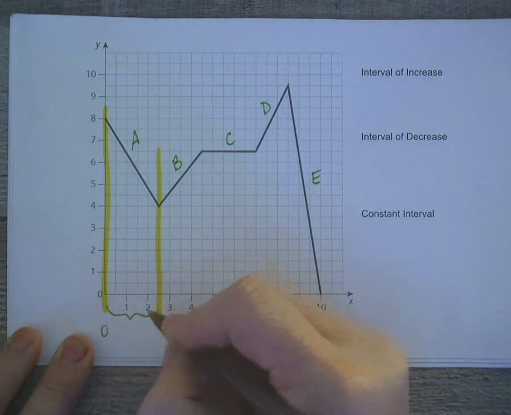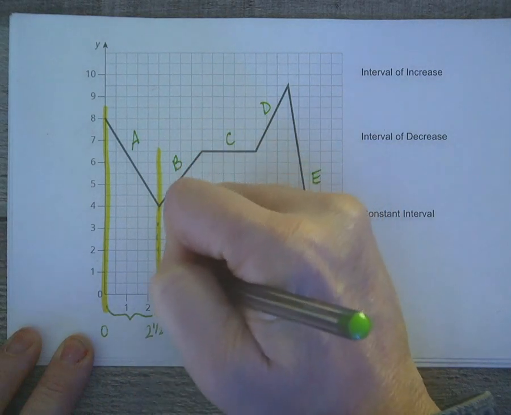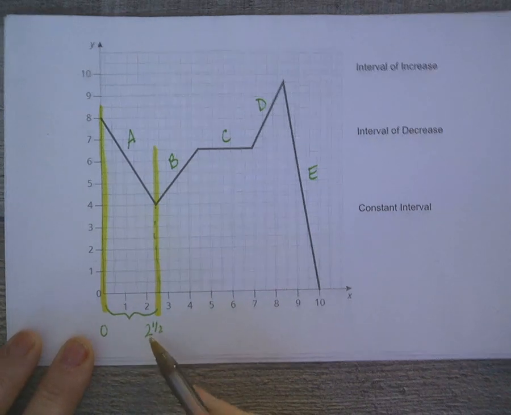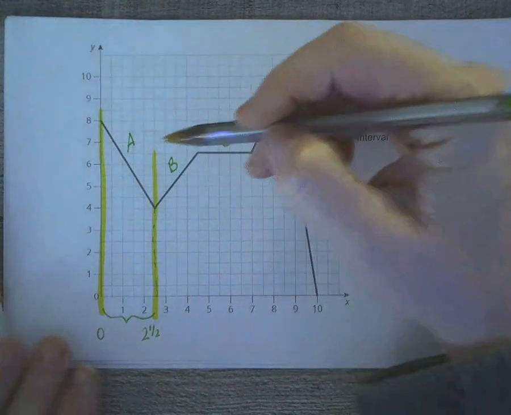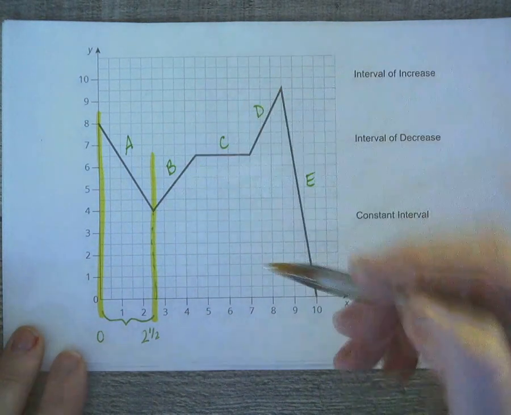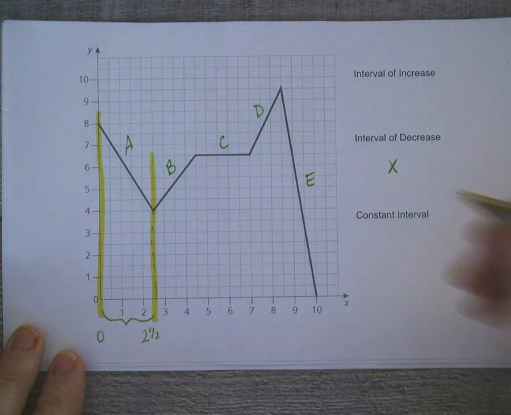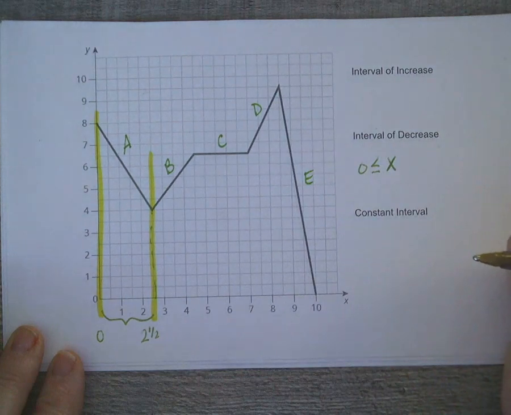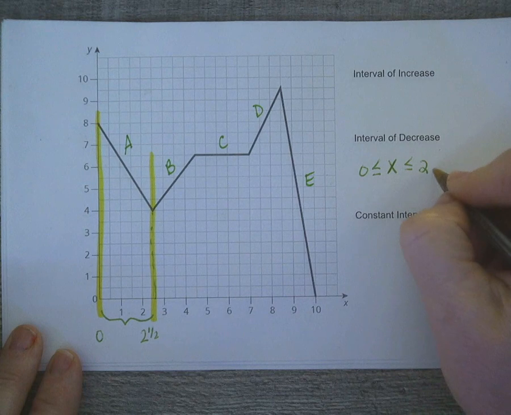So notice that from 0 up to 2.5, that is the interval, the input values, the domain that produces segment A. So we would say one of the intervals of decrease on this graph is when x is greater than or equal to 0 and less than or equal to 2.5.